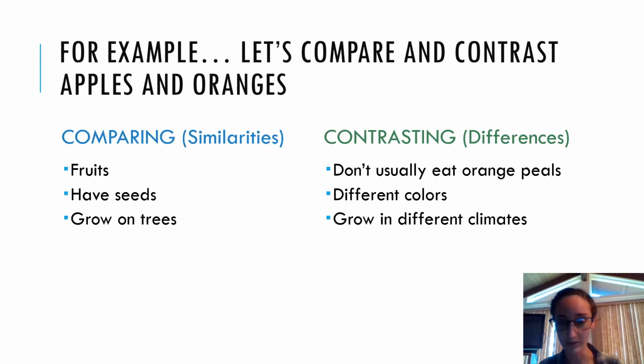For example, let's compare apples and oranges for a second. The things that apples and oranges have in common: they're both fruits, they both have seeds, and they both grow on trees. The things that apples and oranges do not have in common, so the things that they differ in: you don't usually eat orange peels because they don't really taste very good. They're different colors, so usually apples are green or red, and oranges usually are just orange. And they also grow in different climates. So apples, for example, are pretty common in Washington. You don't usually find oranges in Washington. Usually you find them in Florida, for example. All right, let's move on.